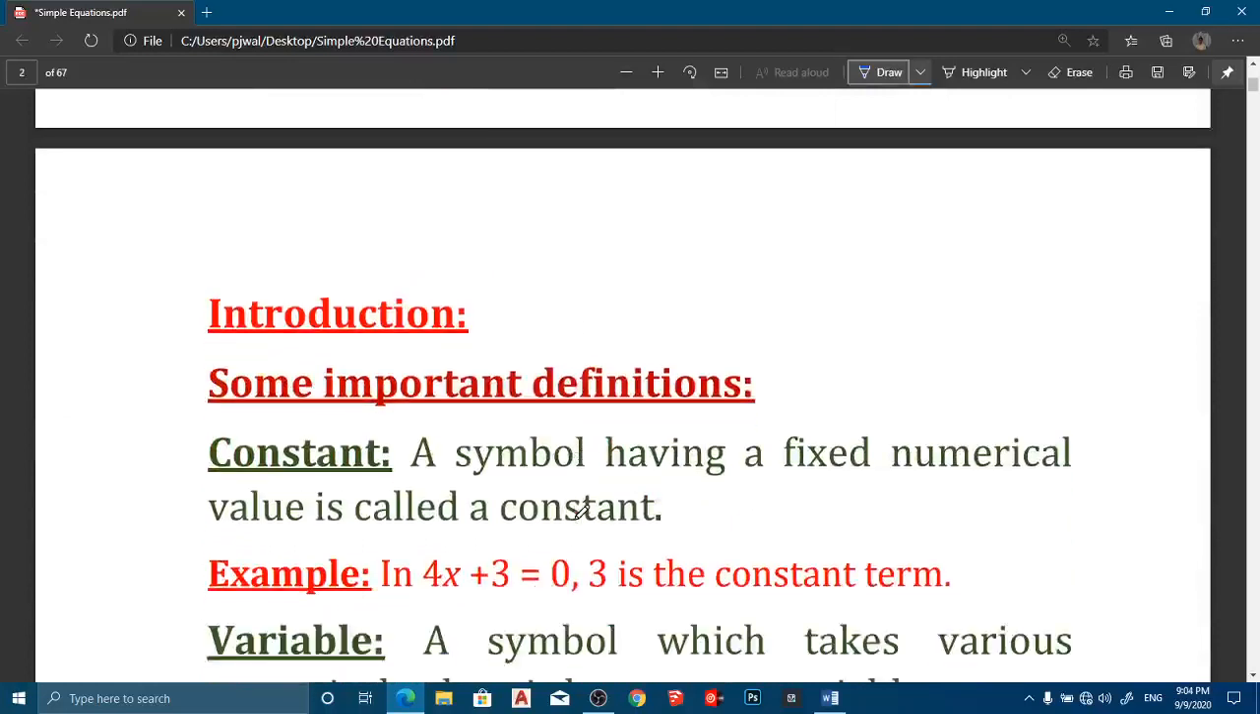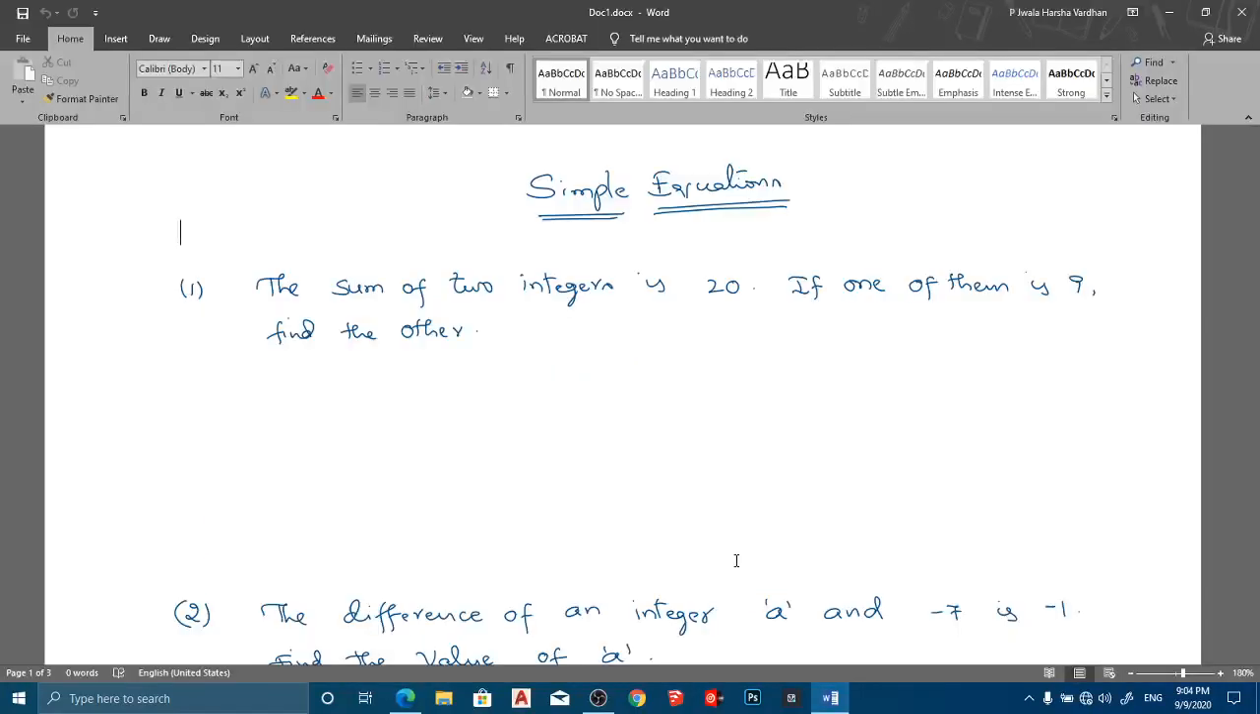Before going to the introduction and some important definitions, first I would like to recollect some of the problems you have faced in integers and fractions and how you solved them, and then I will come back to the introduction and important definitions of this chapter. See here, some problems whatever you have faced in the previous chapters, integers and fractions. Let me recollect these problems here.